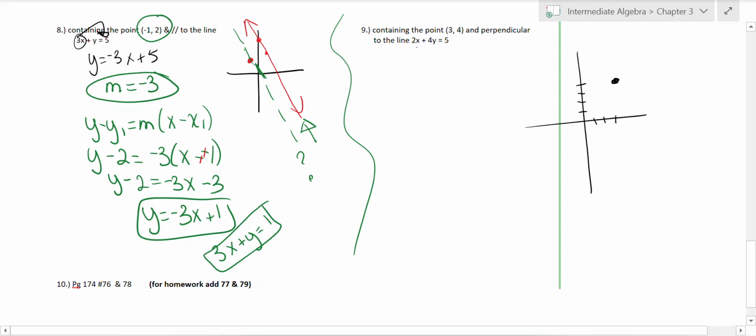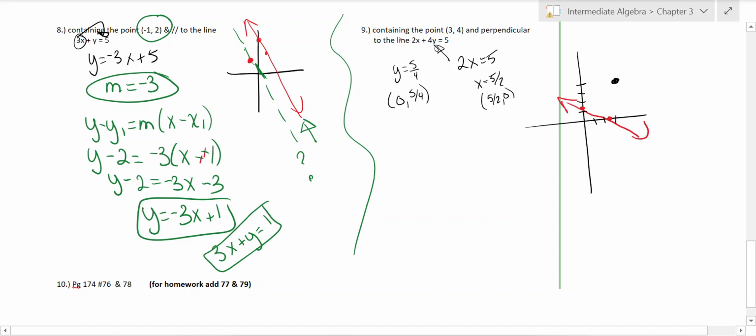So if I put a 0 in here, y equals 5/4. So that's 0, 5/4, and that's our y-intercept. And if I put a 0 in here, then I have 2x equals 5, and x equals 5/2. So that's 5/2 comma 0. So we have a point that's about here, and a point that's about there. So we connect that.